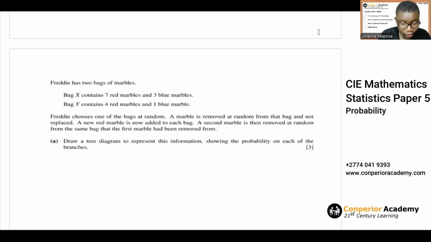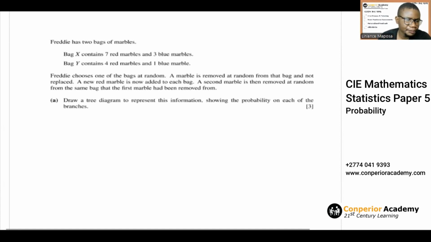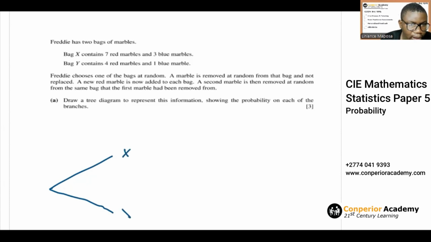So to each bag, not just that bag, but each bag. A second marble is then removed at random from the same bag. That is, a second marble is then removed from the same bag that the first marble had been removed from. Okay. Draw a tree diagram to represent this information, showing the probability on each of the branches. Okay. They want us to draw a tree diagram. Okay, so if I'm to draw a tree diagram here, I have a tree diagram for choosing the bag. So you might choose bag X or bag Y.